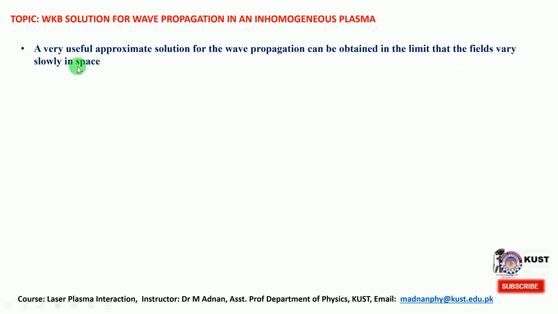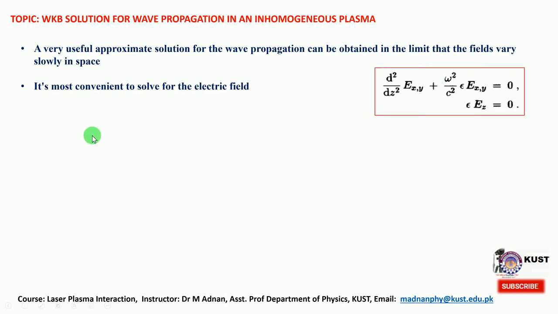varies slowly in space. That is, the fields are space varying functions, but they are slowly varying in space. Now it is a convenient method to solve for the electric field. That is, we have to obtain the solution of the differential equation, which of course gives us the electric field or the profile of the electromagnetic wave.